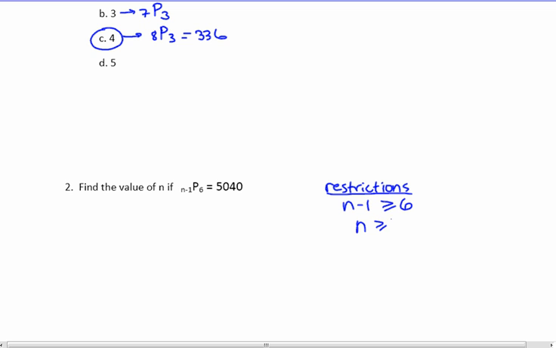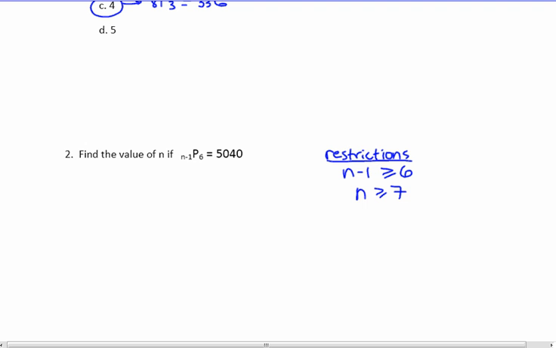Add 1 to both sides. n is greater than or equal to 7. So if it's not a multiple choice, we just saved ourselves time because we're going to start at n equals 7. So now we're going to try n equals 7, then n equals 8, then n equals 9 until we get our solution. That's one way to solve these if we don't want to solve it algebraically.